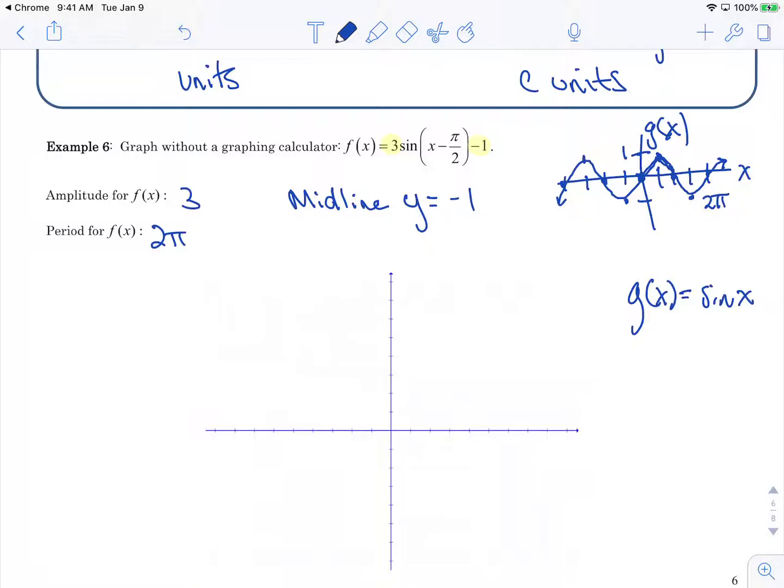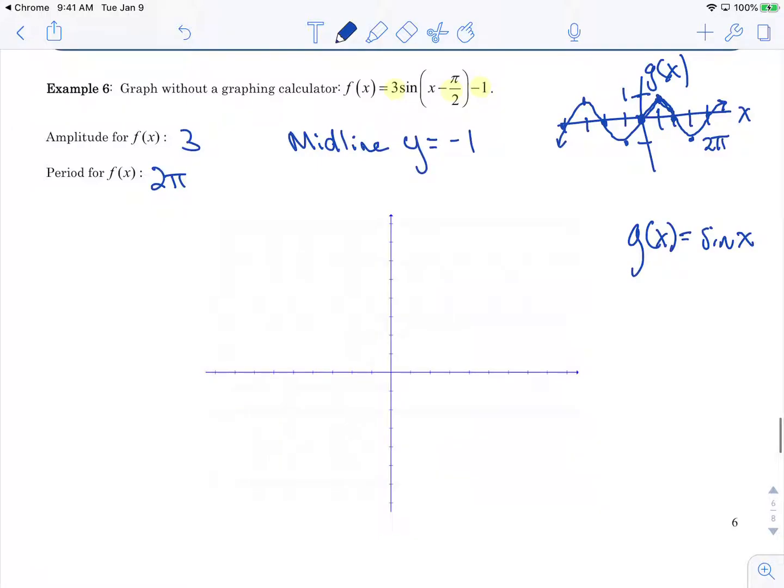All right, that's your original graph, known as your parent graph. This is telling me, let's go ahead, get rid of this. This tells me 3. I'm going to vertically stretch it by a factor of 3. This tells me I'm going to move it right pi over 2 units. And this guy tells me I'm going to shift it down a unit. So the easiest way to go ahead and graph all these transformations is to always graph your midline first.